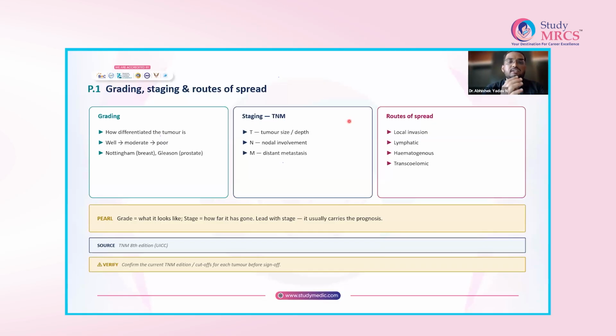Okay, so once you determine the stage and grading, then we're going to look at whether it is malignant in nature, and if it has metastasized to other organs, then you look at what the route of spread is. Certain tumors have a certain route of spread. For example, most of the sarcomas, in general, have a hematogenous spread.